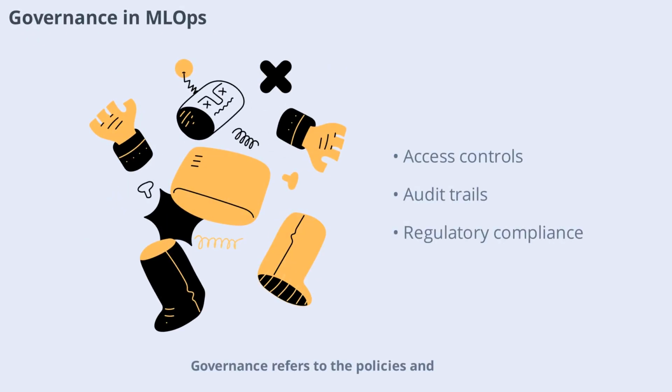Governance refers to the policies and procedures that ensure models are used responsibly. This includes access controls, audit trails, and compliance with regulations. Good governance helps organizations manage risk and build trust with users and stakeholders.